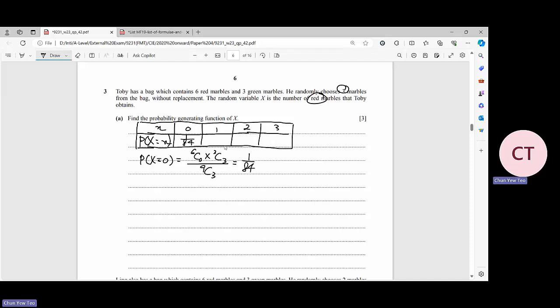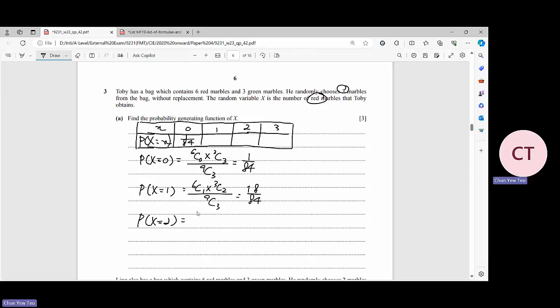The rest of them, you can just calculate from the calculator directly and fill in yourself. But over here, I will still show all of them. 6C1 multiplied by 3C2 divided by 9C3. I press the calculator and I get 18 over 84. I don't plan to simplify it. I want to keep my denominator the same, 84.